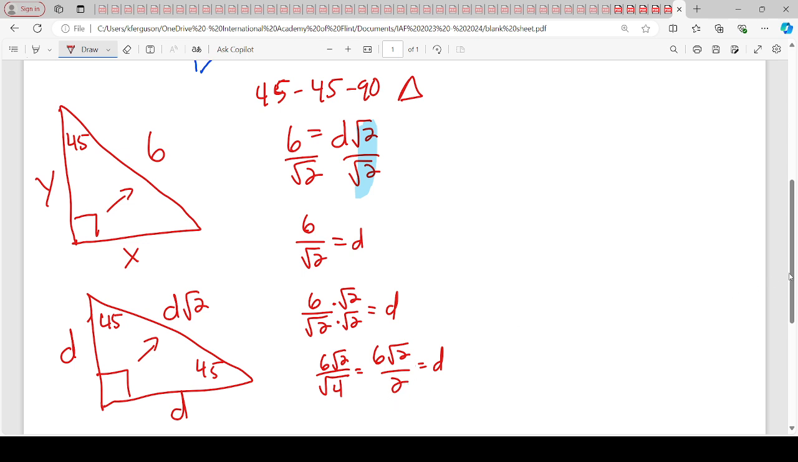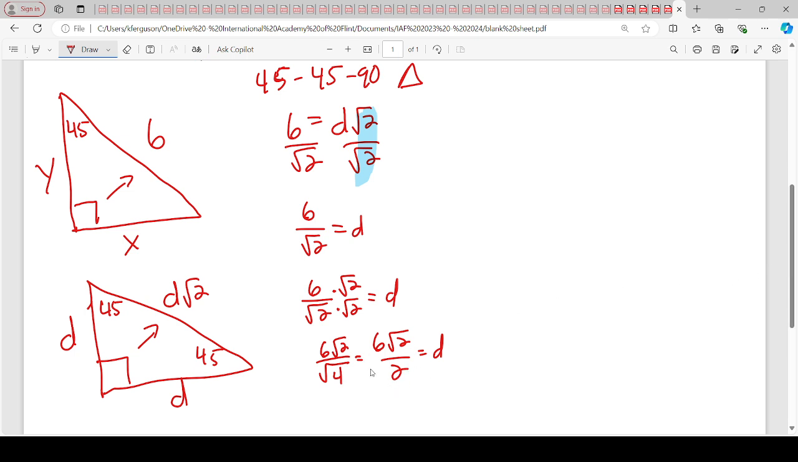And then I just solve that. So 6 divided by 2 is 3. So that's 3 square root of 2 equals d. So now I got my d. So when I look, d, or x, is going to be 3 times the square root of 2. And then what's y going to be? Oh, y is also d. So y equals 3 times the square root of 2. So when you find the one length, when you find that d, it's the answer for both of them.